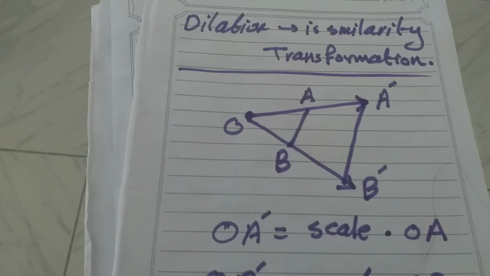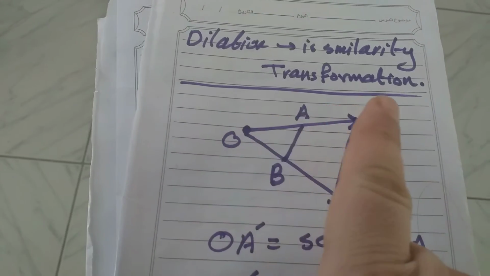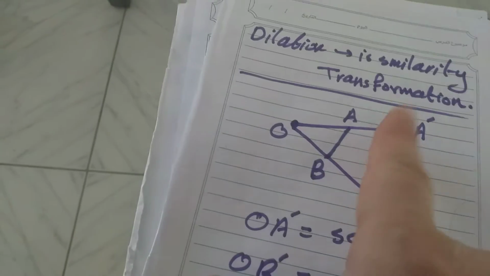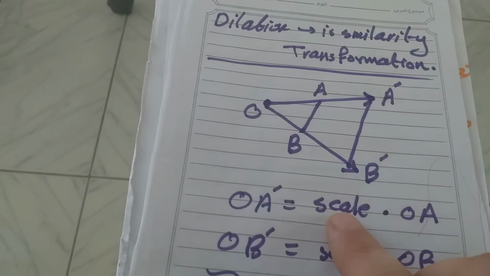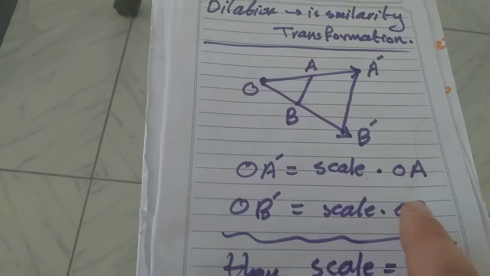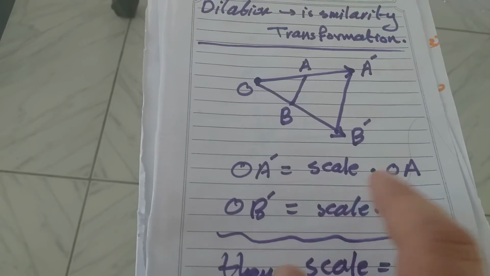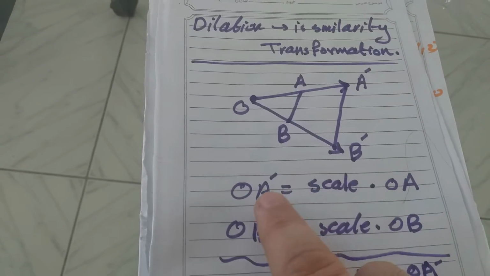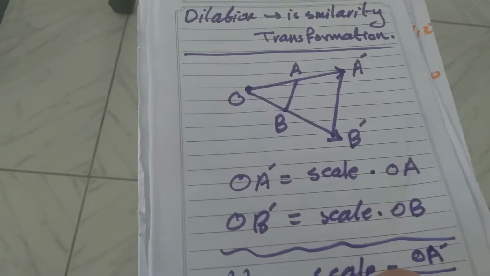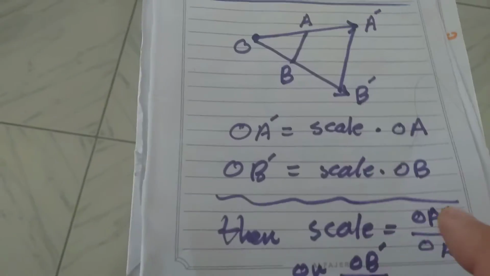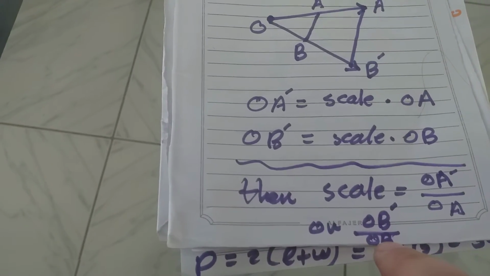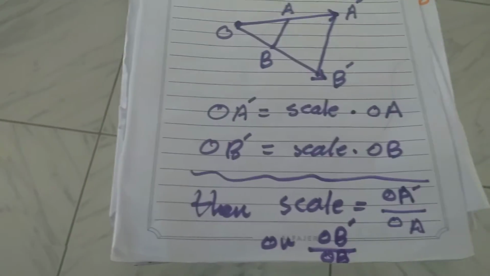Look at this figure, OA and OA prime, OB and OB prime. Now, OA prime, how can we find it? By multiplying the scale times OA. Of course, the same thing, OB prime, the scale times what? OB. If I'm using this equation, the scale is OA prime over OA. Of course, it's OA prime over what? OA. And OB prime over what? OB. This is how we can find the scale factor of this figure.